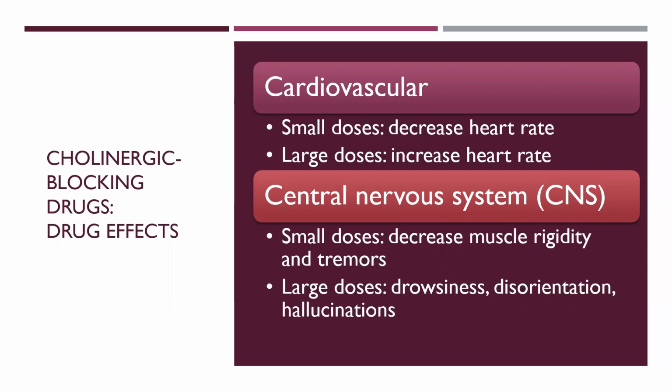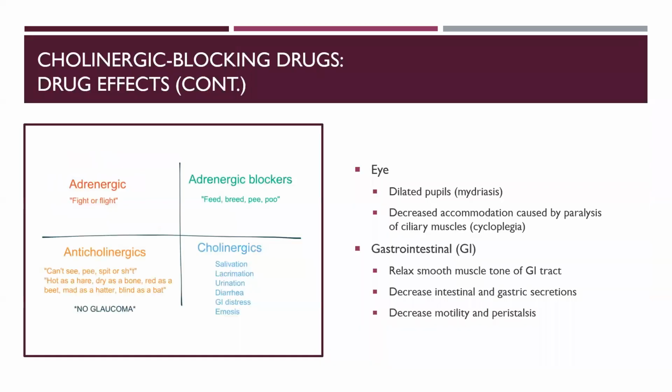And this is where you have to think about our small versus large doses. In the cardiovascular system, small doses are going to decrease the heart rate, but large doses are going to increase the heart rate. Because if you think about it, if I'm doing the opposite of rest and digest, what am I doing? Fight or flight, if we're thinking about it that way. In the central nervous system, small doses decrease muscle rigidity and tremors, and large doses cause drowsiness, disorientation, and hallucinations.